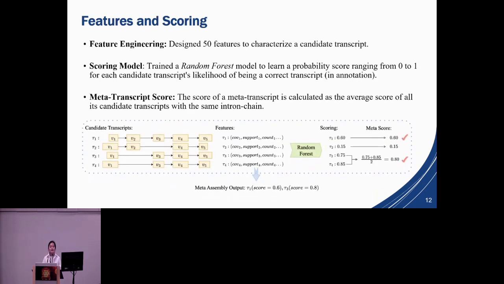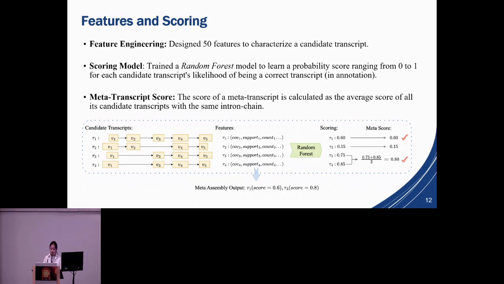After decomposing all the graphs, we have a pool of candidate transcripts. Our goal here is to rank these transcripts based on their reliability. We designed 50 features to characterize candidate transcripts, quantifying either transcript abundance or their topological structure in the splice graph. We trained a random forest model to learn a probability score for each candidate transcript, indicating the likelihood of it being correct. Correct here means it matches the reference annotation.